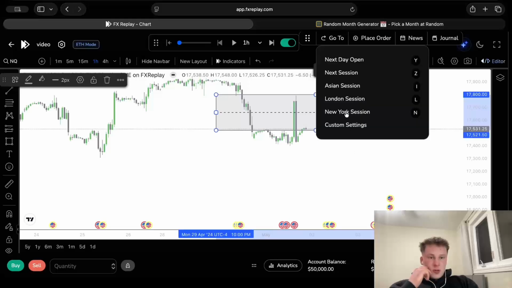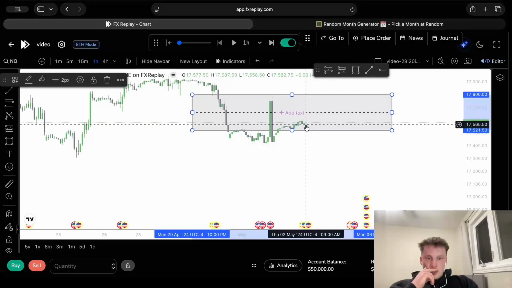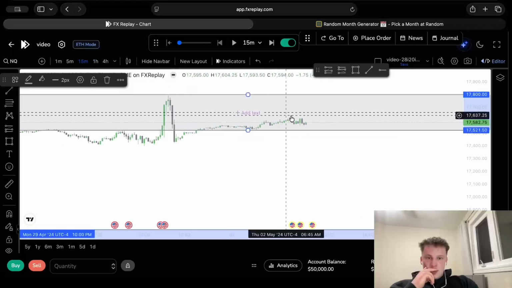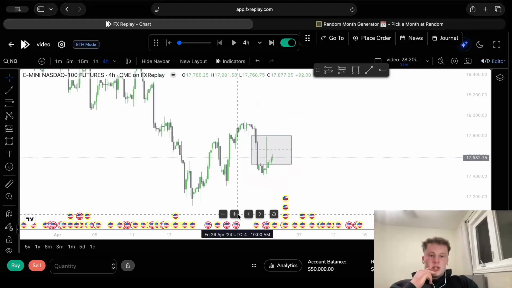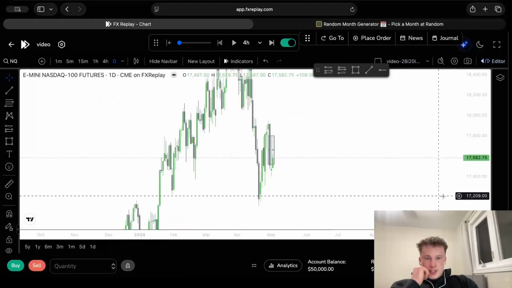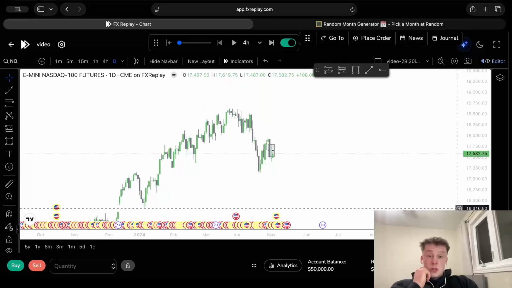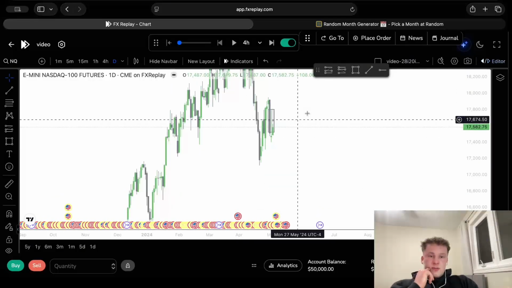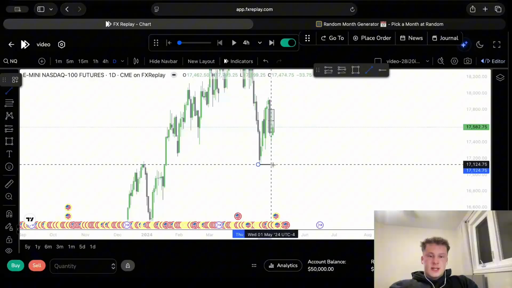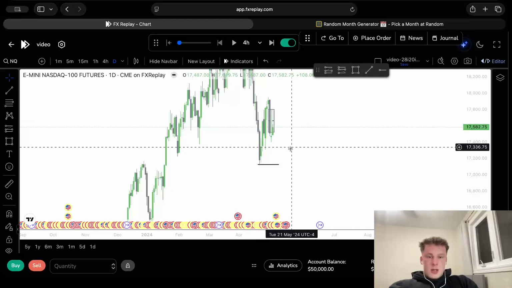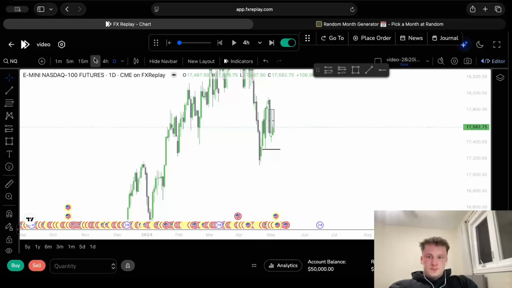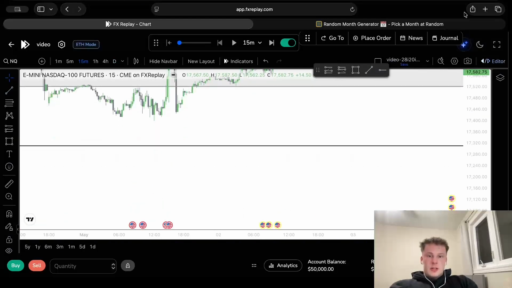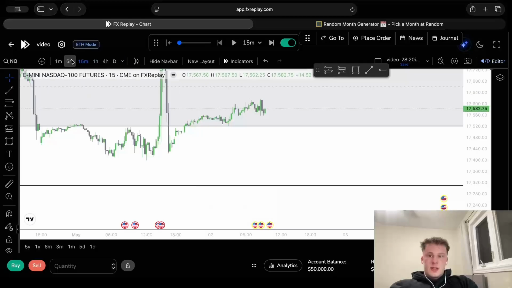So I need to go to New York session 9. Okay, so we are at New York AM. What do I see here? We are sort of ranging. It looks like we are ranging higher. I like to start on the daily. Okay, so we are actually bearish on the daily, but every other time frame is indicating we do want to make a move higher. So we're just going to let price do its thing, pick a direction, and just go with it. I always like to start on the 5-minute at market open.